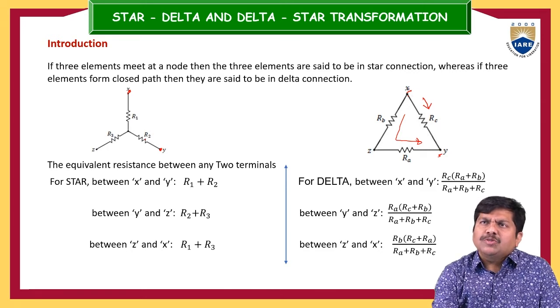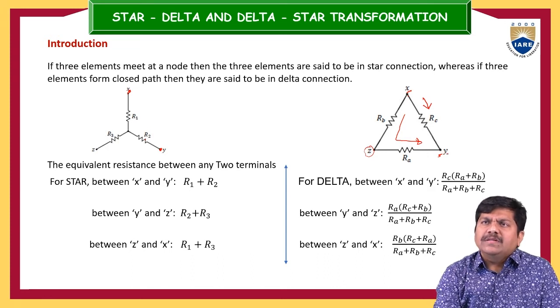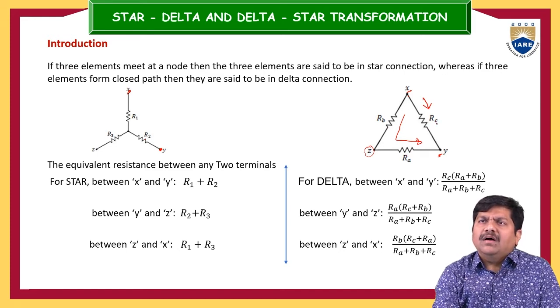Now, my interest points are only X and Y, which means you can ignore the Z for the sake of this analysis. In that case, X and Y are my points of interest. Then RB and RA are serially connected to each other, and this equivalent resistance of RB and RA is connected in parallel to RC. So between X and Y, the resistance is RC times (RA plus RB), divided by RA plus RB plus RC.